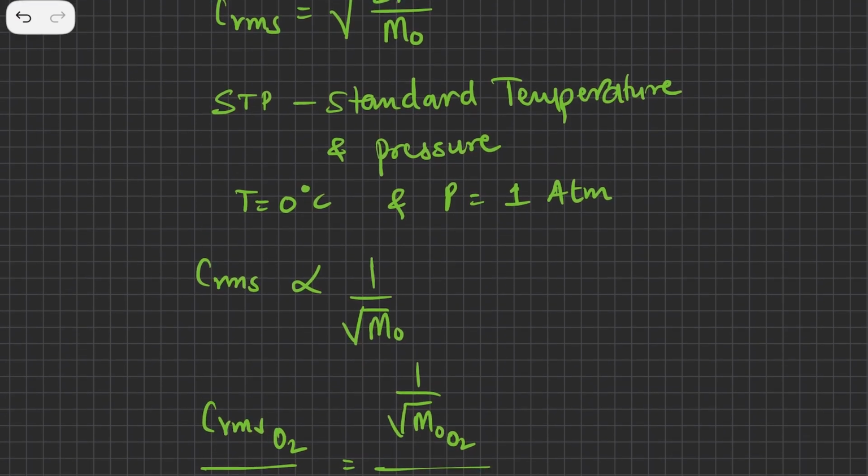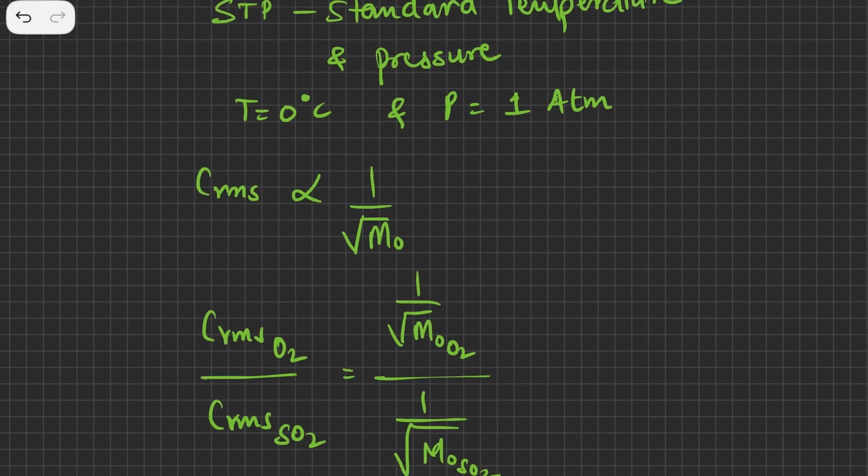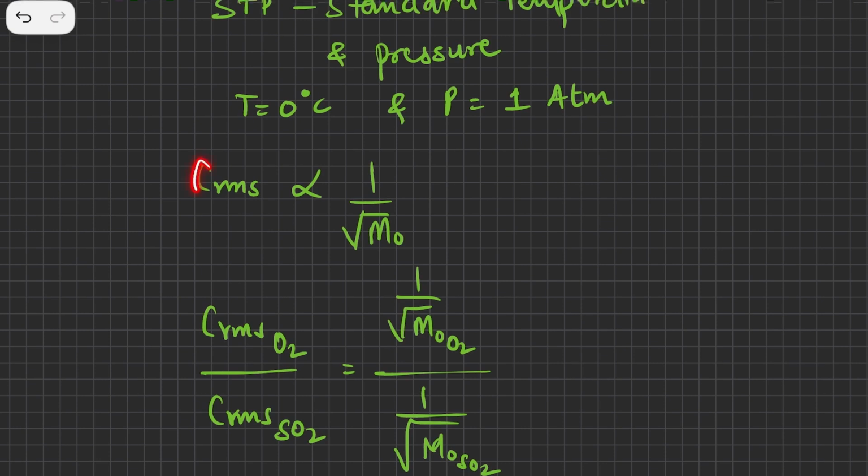Then CRMS, if you see the temperature is not changing, so that means CRMS is only dependent on M0, because 3 is a constant and R is a constant and temperature itself is a constant as they have mentioned. So CRMS will only depend on the molar mass. So I have just manipulated my formula. CRMS is inversely proportional to the square root of the molar mass.